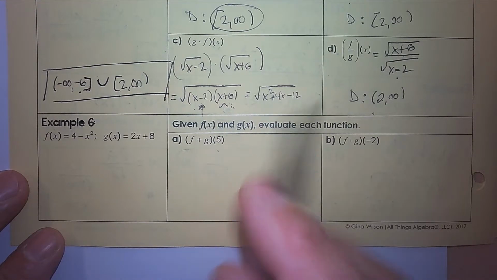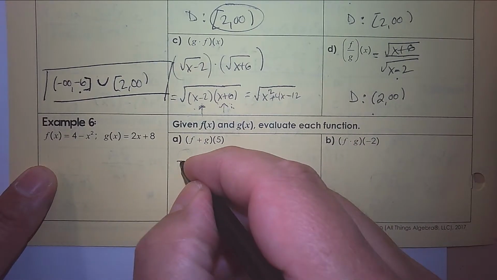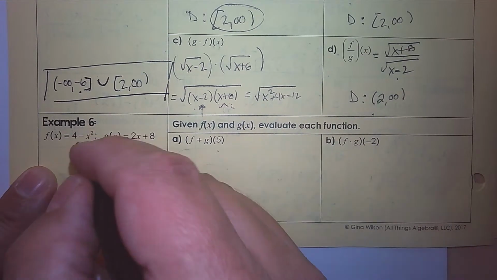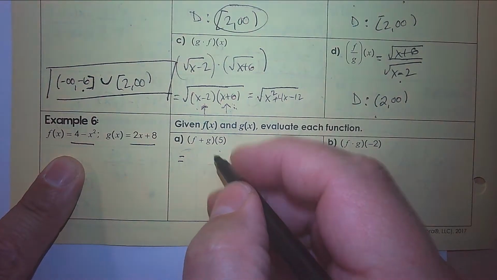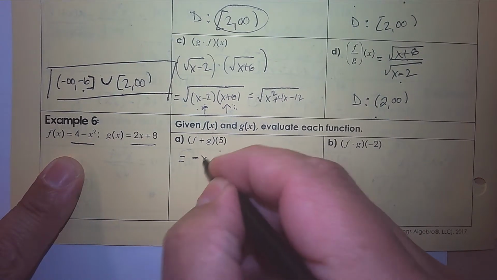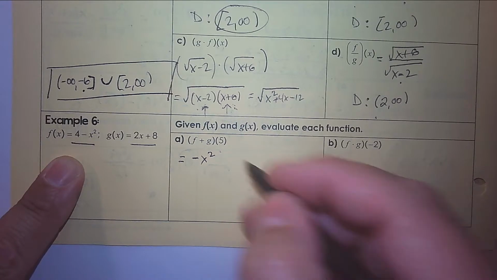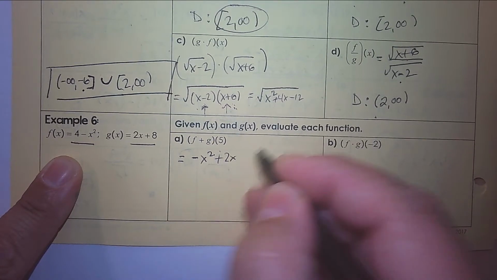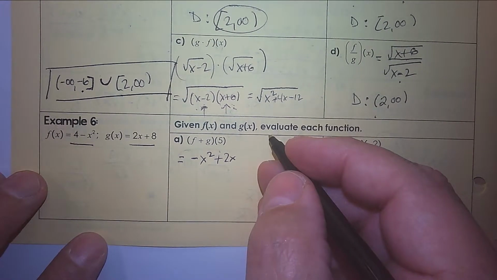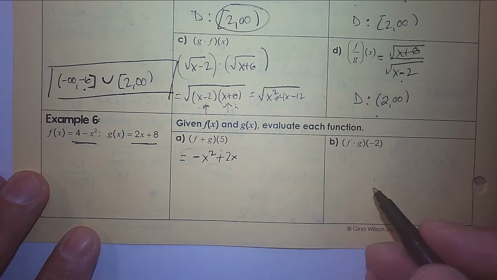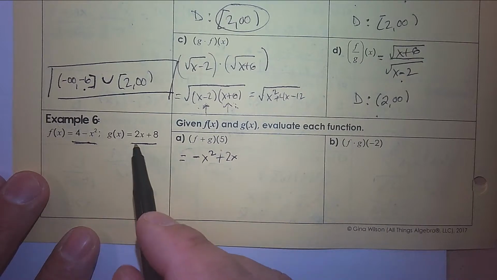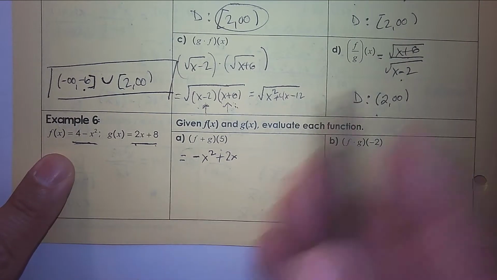So if I add them together, what answer do you get? Negative 6. If I add them together, what do I get? 4 minus x. I get negative x squared. What else? Plus 2x, and then what? I'm adding these together. Negative x squared plus 2x plus what? 12.